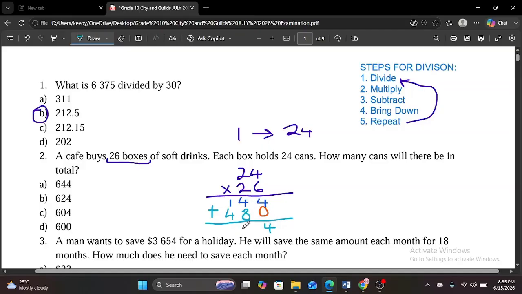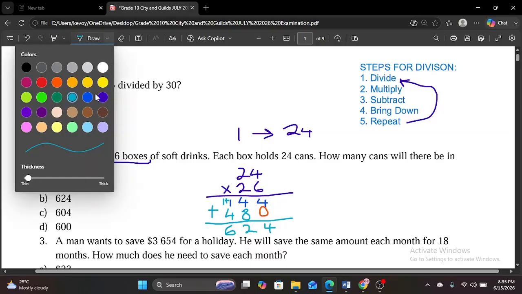8 plus 4, that's gonna be 12. Put down your 2, and you carry your 1 to be added. All right, and then 4 plus 1, that's gonna be 5, plus the other one, that's gonna be 6. All right, so your answer is gonna be 624. So B is gonna be your answer right there.